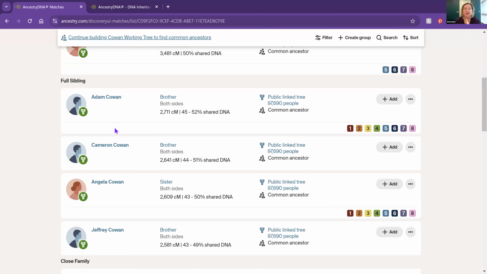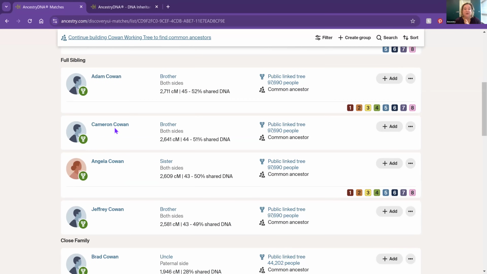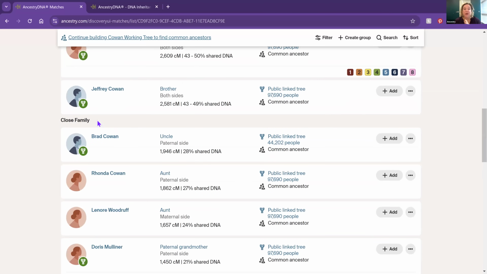Now, the next category of DNA is going to be the group of people with whom I share about 25% of my DNA. And one of the things I want you to start thinking about is relationships in terms of ladders. Okay, here's what I mean.